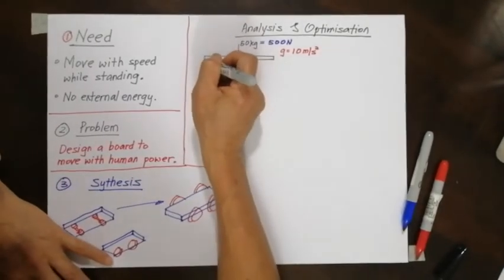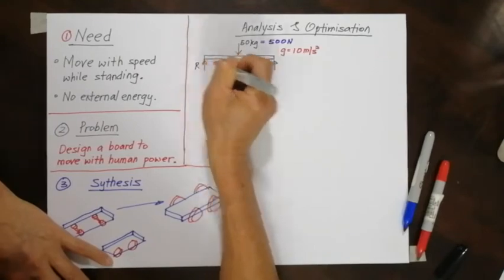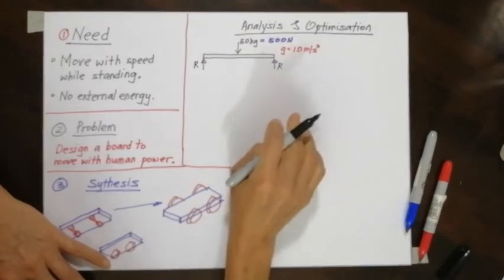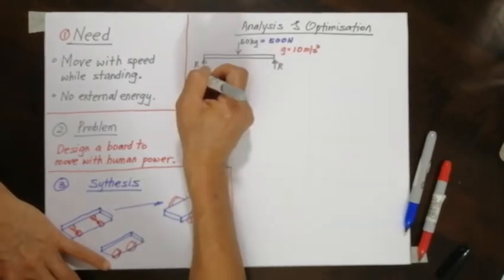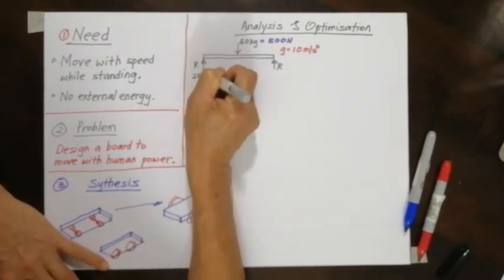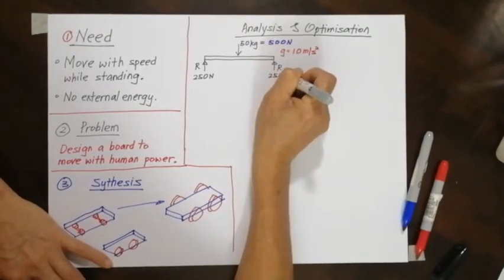So now I realize that there is 50 kg coming down, or 500 Newton coming down. There will be two reaction forces over here. I'll call it R. Looking at it intuitively, if this is 500 Newton coming down, the force here will be 250 Newton.